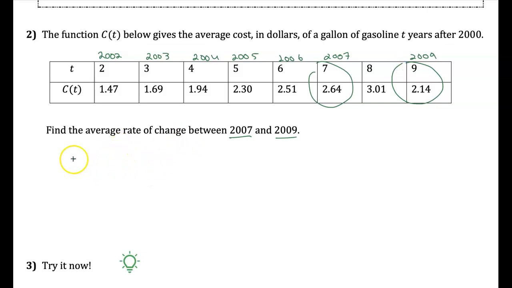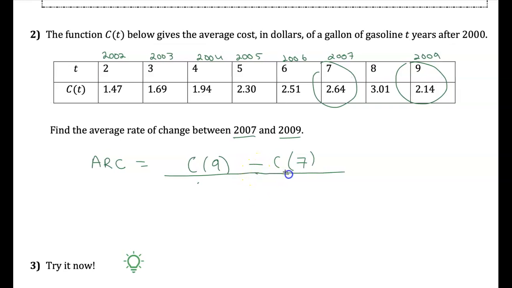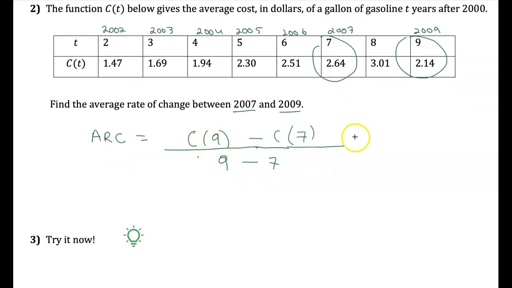So the average rate of change would be C of 2009 minus C of 2007 divided by the years. Actually, in this case, we're writing it like this, pardon me: C of 9 minus C of 7, since we're not using the full year, we're just using a code to get the year. And this would be divided by 9 minus 7. So that's easy to do as well. C of 9 we can see is 2.14, and C of 7 is 2.64.